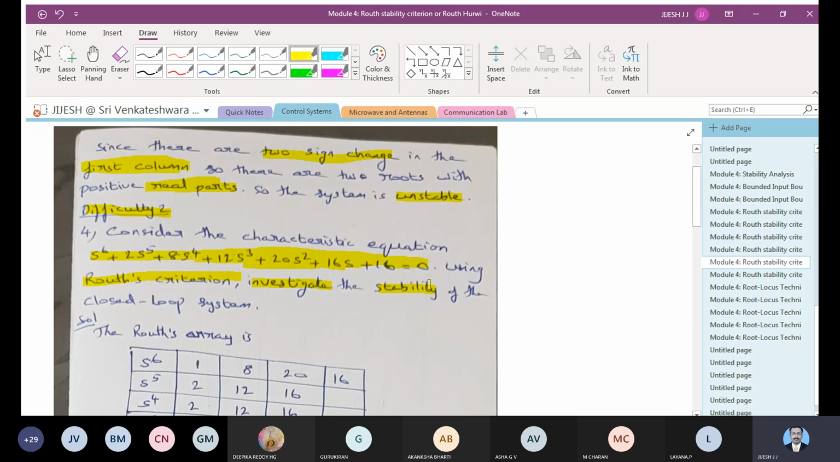So you can just solve as usual. You have to write s to the power of 6, s to the power of 5, s raised to 4, s cube, s square, s raised to 1 and s raised to 0 down the column. And the coefficients you have to write: 1, 2 down to 8, then 12 down to 20, then 16 down to the last term 16. As in the normal case of doing the Routh stability criteria, you keep solving it. So you can start doing this problem.